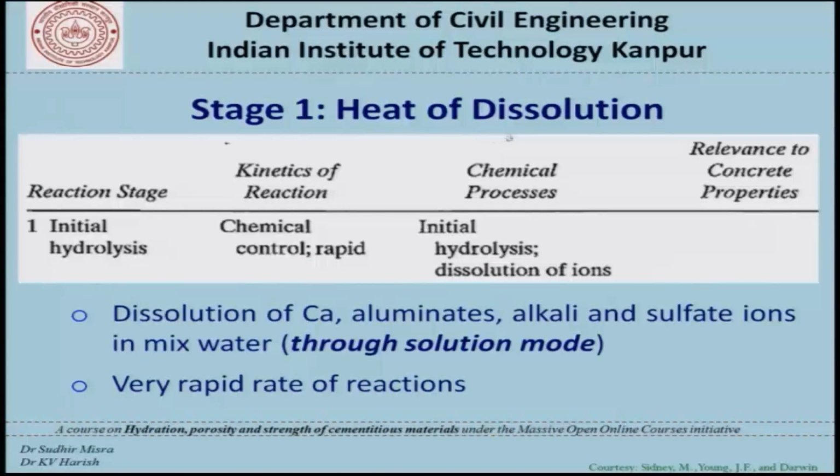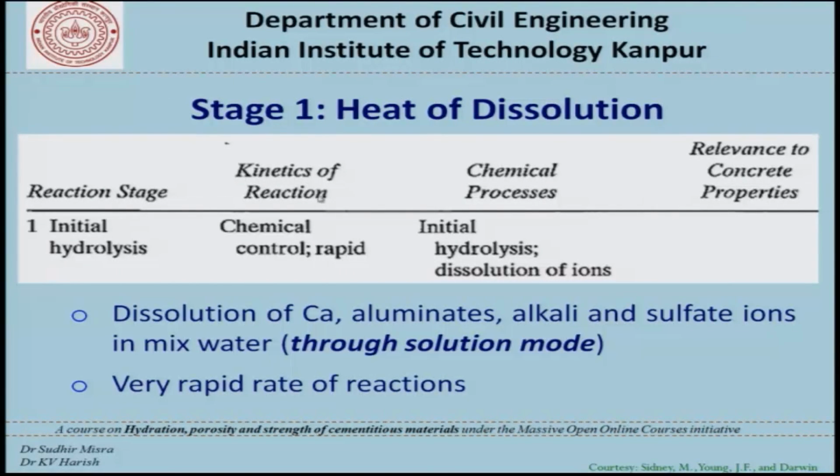So, the first one is heat of dissolution, and what basically happens is you have the initial hydrolysis, and there is dissolution of calcium, aluminates, alkali, sulphate ions, all of which we have already seen in the previous lecture, the moment water is added to the cement. And the mixture is usually wet, and the hydration process is many times defined by a through solution mode.